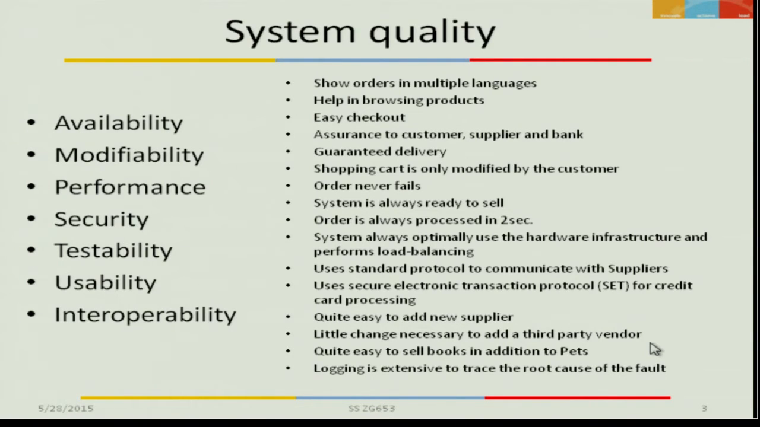Logging is extensive to trace the root cause of the fault. You can guess what could be the system quality, and so on. So there could be many such system quality requirements.